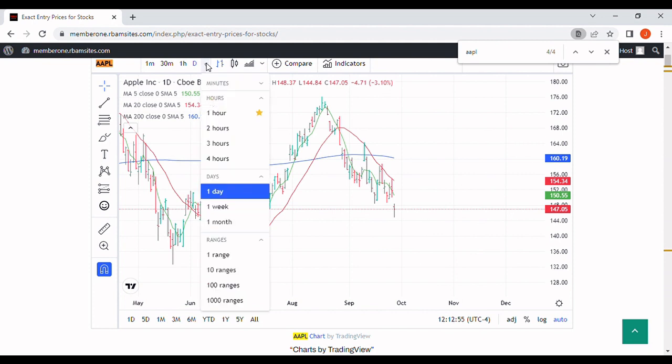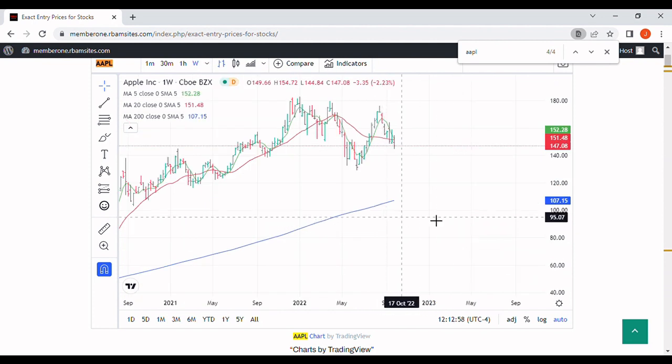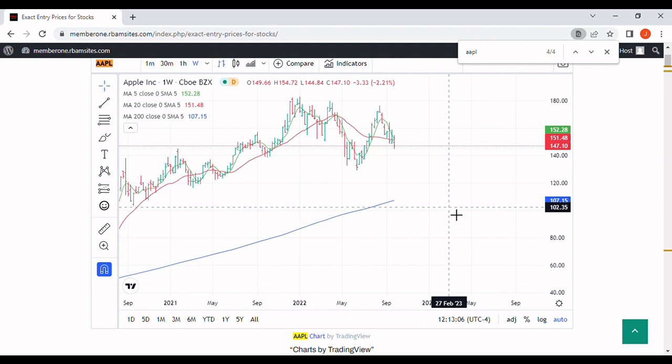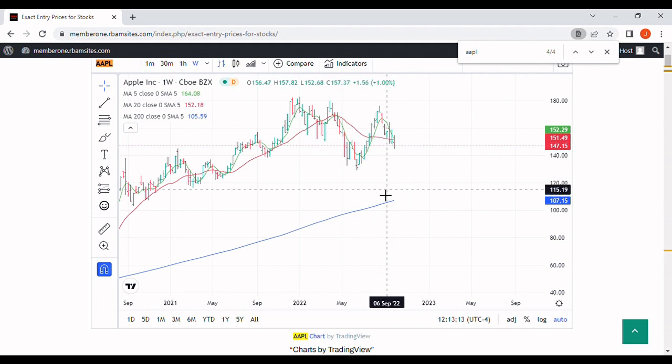Let's take a look at the weekly chart and see if we can catch some support there. We really can't. Support there's at 106. This is the same support I showed you earlier, 129.04. So there's really not any support here for Apple at the moment. You can see that the 5-week moving average is below that. It's below the 20-week moving average, which is kind of gone flat.